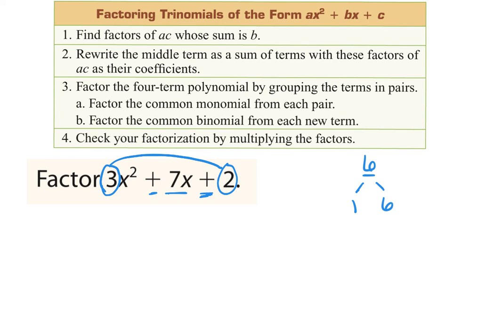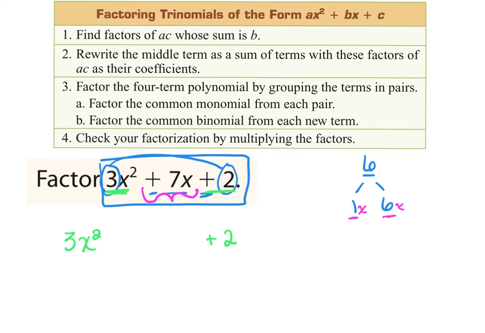All right. So what I'm going to do now is rewrite this whole thing as 4 terms. I'm going to leave my first term absolutely alone, 3x squared. I'm going to leave my last term alone, plus 2. I'm going to take this middle term, the 7x, and rewrite it into 2 terms, 1x and 6x. So I'm going to say plus 1x plus 6x.